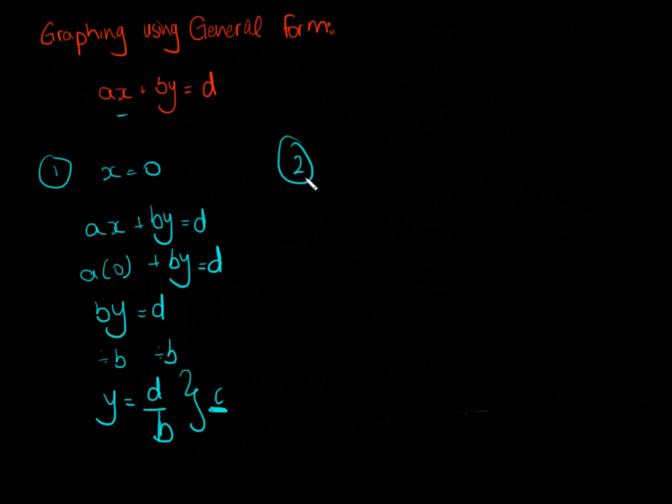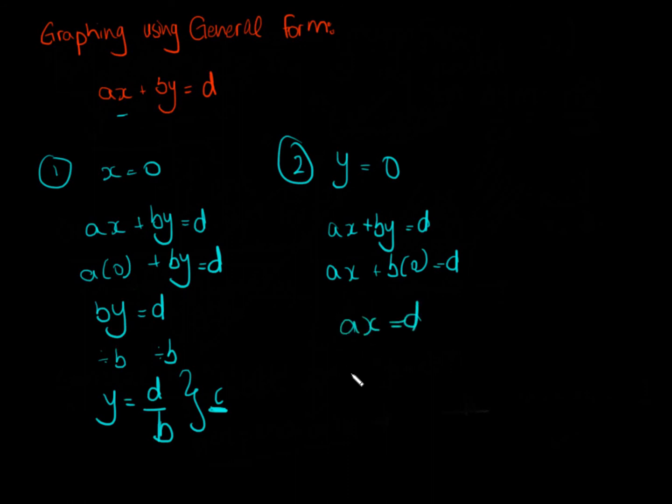Our second step would be finding the x-intercept by letting y equal 0. Again, we have ax plus by equals d. When we let y equal 0, ax plus b times 0 equals d. Because anything times 0 is still 0, we have ax equals d. We divide both sides by a, and we get x equals d divided by a. And that is the x-intercept.